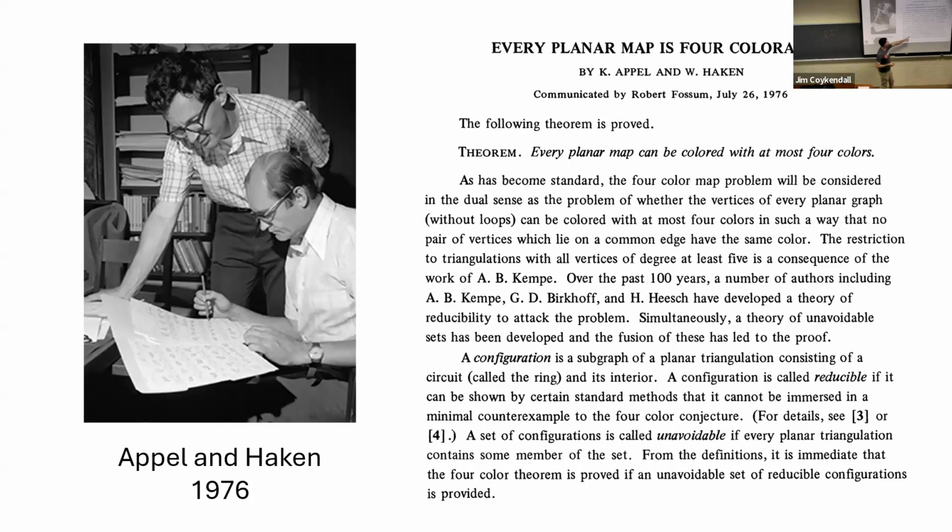But I also want to get this piece in here. They also talk about a set of configurations being unavoidable, meaning that any map must have one of those configurations in it somewhere. So an unavoidable set is just a set of things where every graph must have one of them in it. It's like features where you must have one of these features.